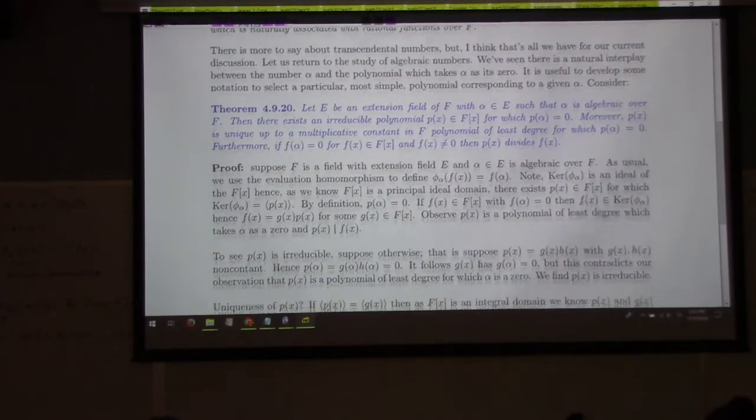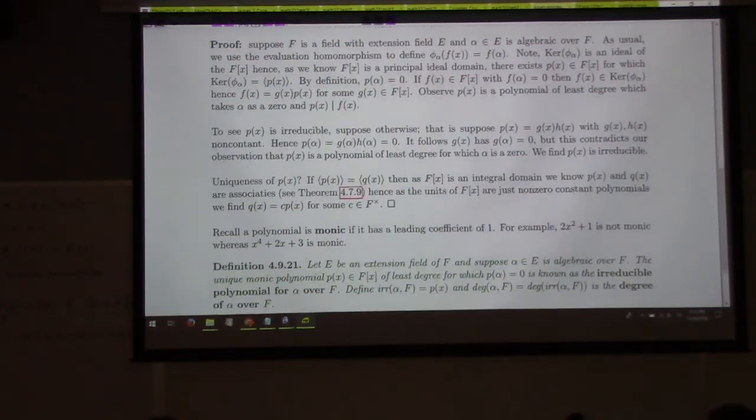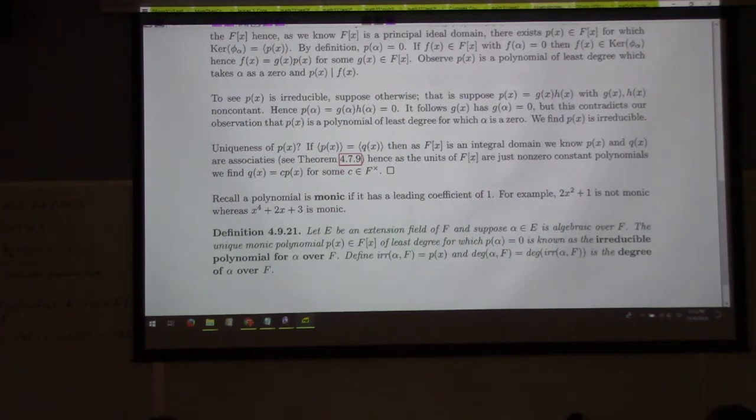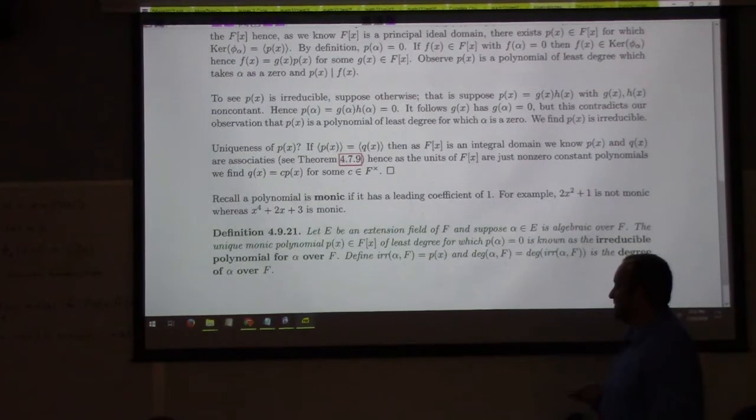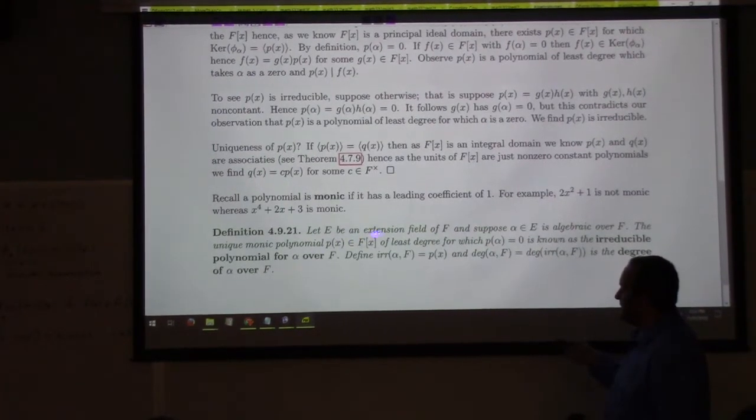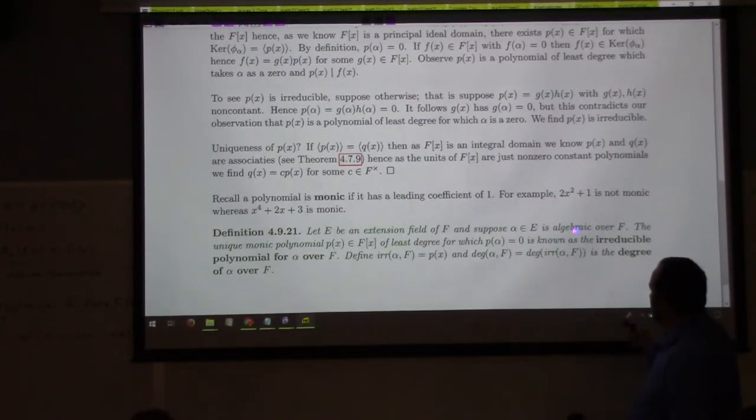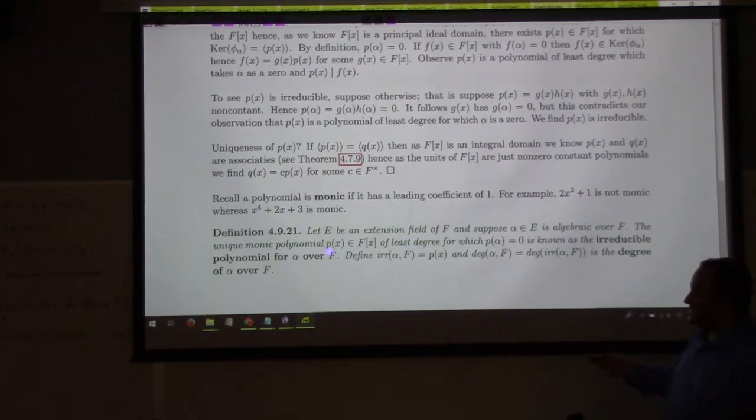So this proof is one I will skip. And this is the definition, but you should work through that proof. It's not bad. E is an extension field of F, and suppose alpha is algebraic over F. The unique monic polynomial of least degree for which P of alpha is equal to 0 is known as the irreducible polynomial for alpha over F. And here's notation for it. Irr(alpha, F) is equal to P of x. The degree of alpha over F is the degree of the irreducible polynomial.